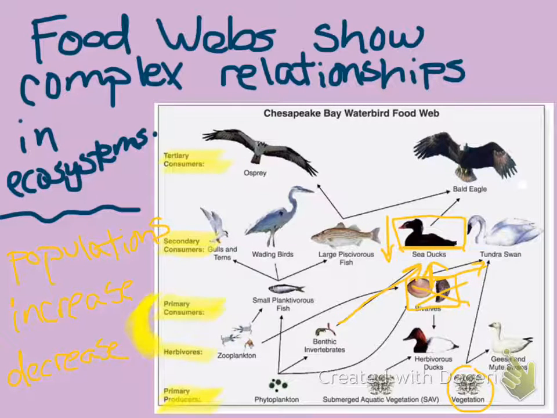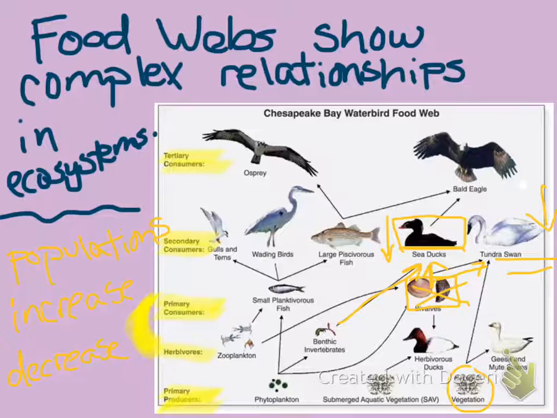Why do you think they're going to decrease, Karime? Because the bivalves will be gone, and they're just going to eat the vegetation and the other swan. Well, they don't eat the other swan. You can see there's only 2 arrows going into this tundra swan right here. So their population is going to decrease also. Does that make sense?